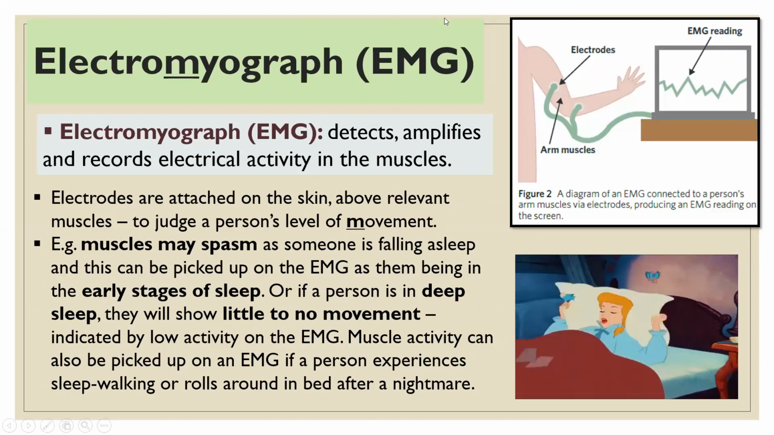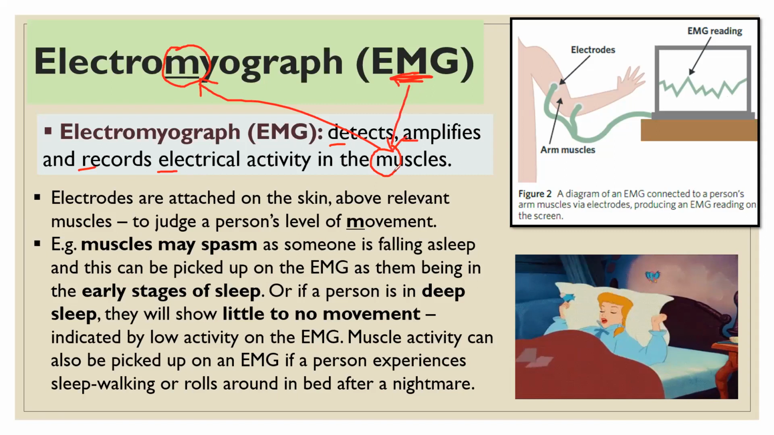Moving on to the next physiological or biological way that we can measure a person's consciousness, we're looking at a device called the electromyograph. I've underlined the M because the electromyograph detects, amplifies, which means makes bigger so it can be read out on a screen, and records, so you can also print this readout, electrical activity in the muscles. That's where the M comes from. Electromyograph, or EMG, basically detects, amplifies, and records electrical activity in the muscles.